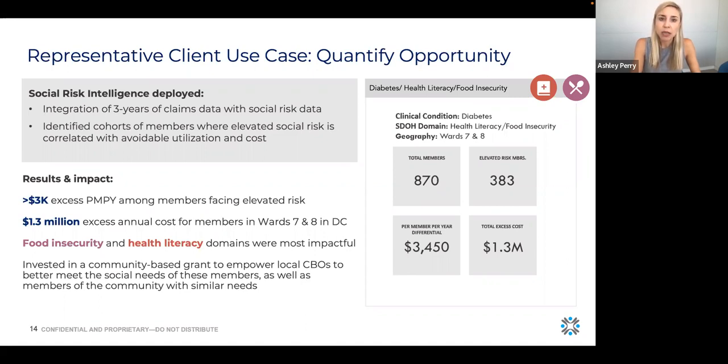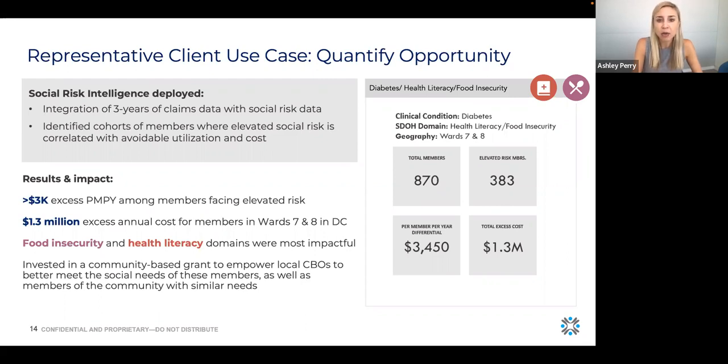When you look at particular clinical conditions, you see those PMPY differentials really increase in some cases. Now, I should mention that it's not the case that all clinical conditions are equally socially susceptible. So it's important to focus on where is the most addressable risk and where are we seeing the greatest signal between elevated social risk and excess utilization and cost or poor outcomes across a variety of different clinical conditions.